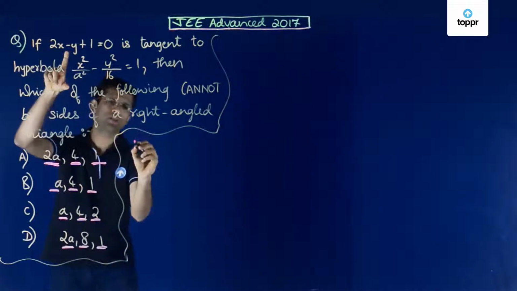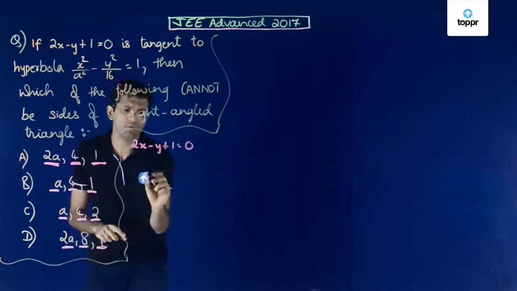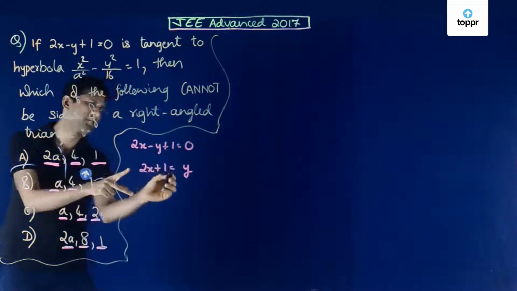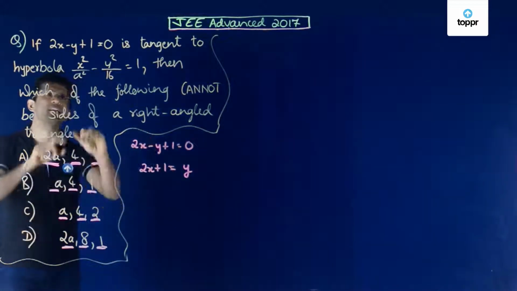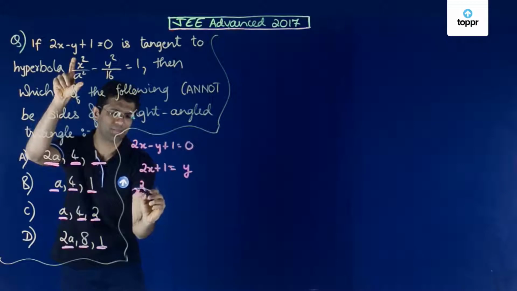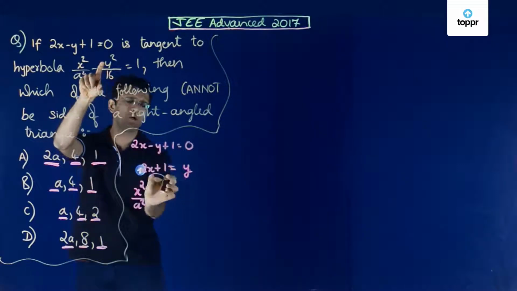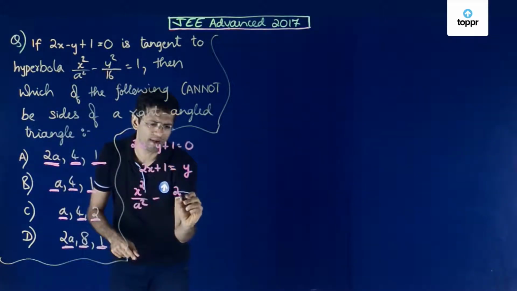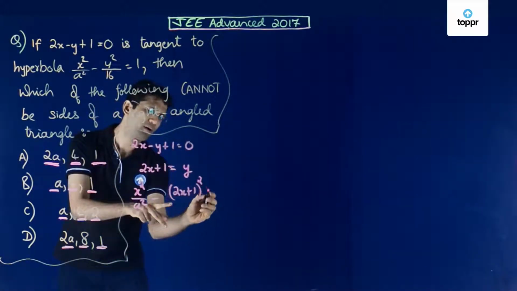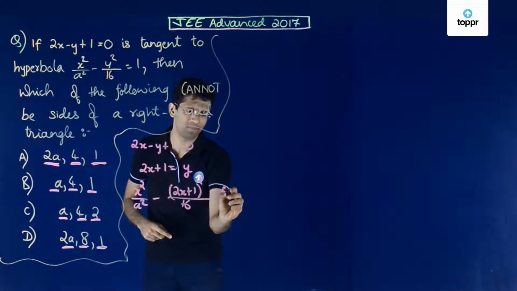So I will now write, because 2x minus y plus 1 is equal to 0, I can now substitute 2x plus 1 in place of y. So y has been replaced by 2x plus 1. And this replacement will be done in the equation of the hyperbola. So now I will get x square upon a square will be retained. Then I will have minus of y square upon 16. But y we have seen is equal to 2x plus 1. And so we can now replace y by 2x plus 1. So this becomes y square, that is 2x plus 1 the whole square upon 16, and this is equal to 1. So this is also retained.